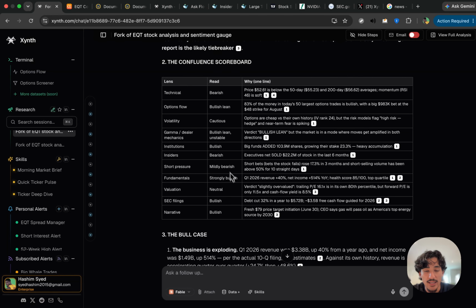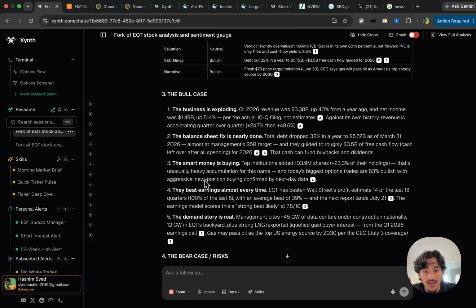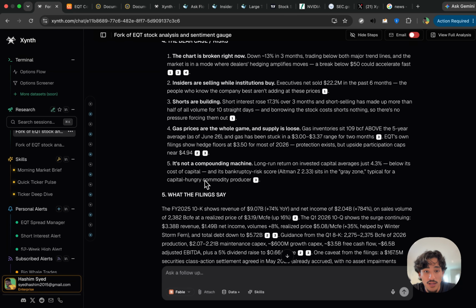So here we can see that it's a mix. There's some things that are mildly bullish, there's some things that are strongly bullish, and there's things that are bearish. So because it's a mix, I think Xynth ended up suggesting that it's a bull lean, but not totally bullish either.